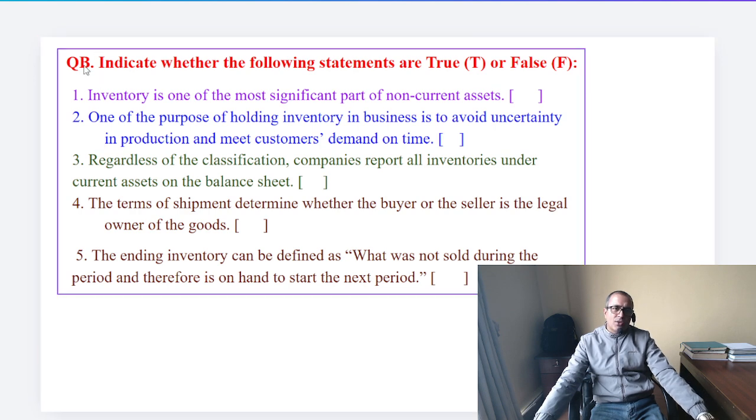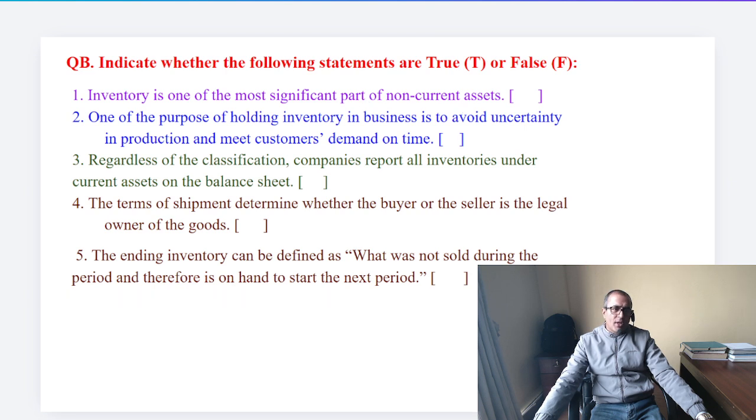That is all about part B. Indicate whether the following statements are true or false. So the first statement is that inventory is one of the most significant parts of non-current assets. So this is wrong. Inventory is a current asset. Non-current is the fixed assets.